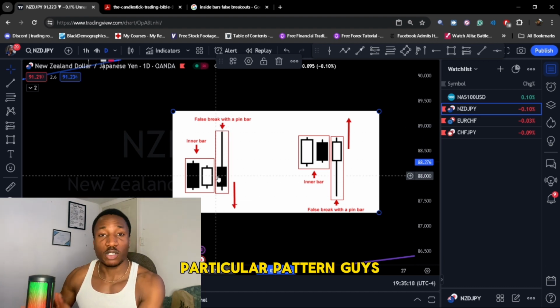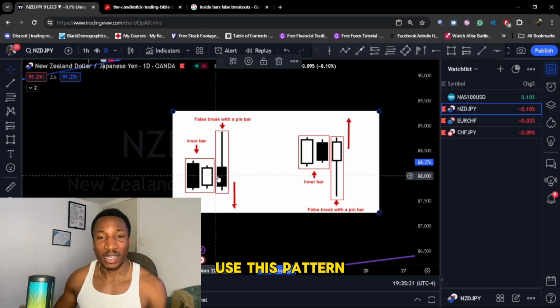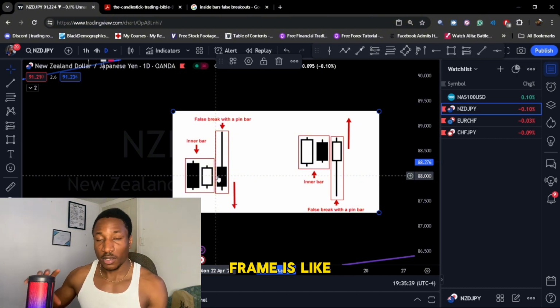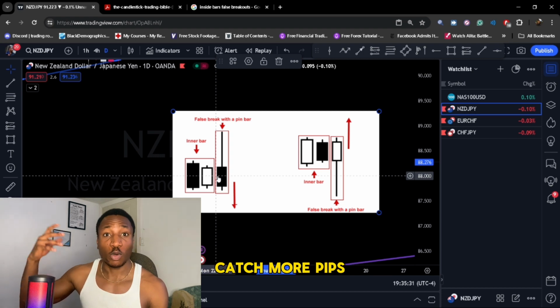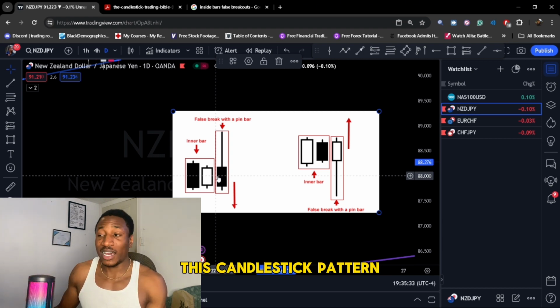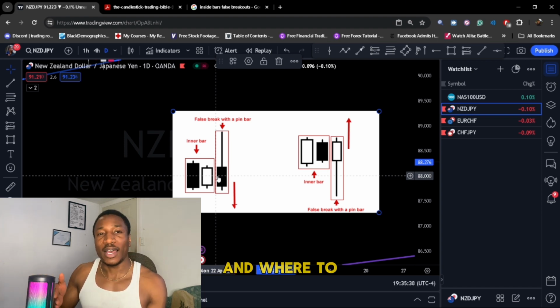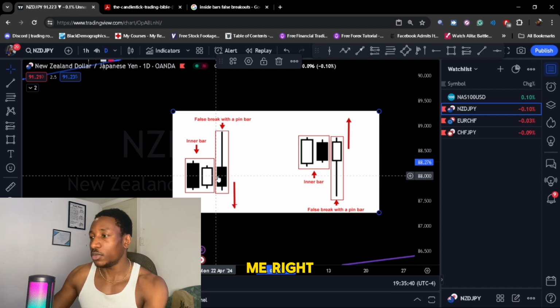So now this particular pattern guys, is best to use in the daily time frame or the 4-hour time frame, but mainly in the daily time frame. The reason for this is because guys, the daily time frame has bigger candles, right? So you actually catch more pips. Now guys, you can use this candlestick pattern literally on any time frame. You just have to know when and where to use it, if you get me, right?